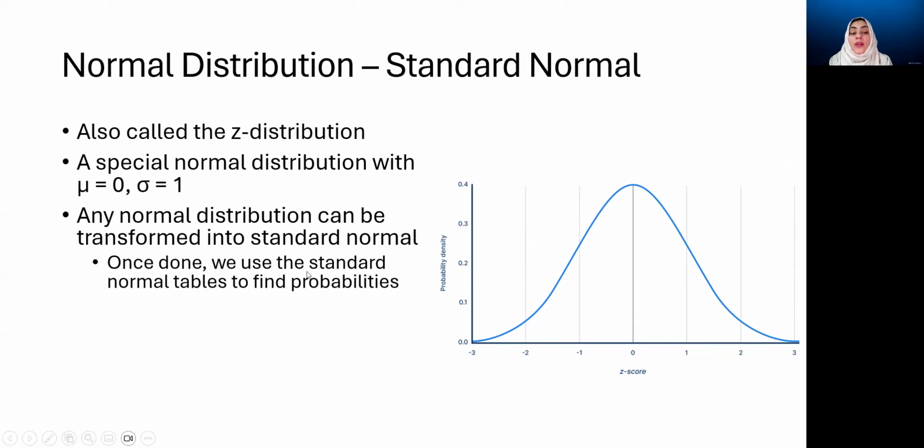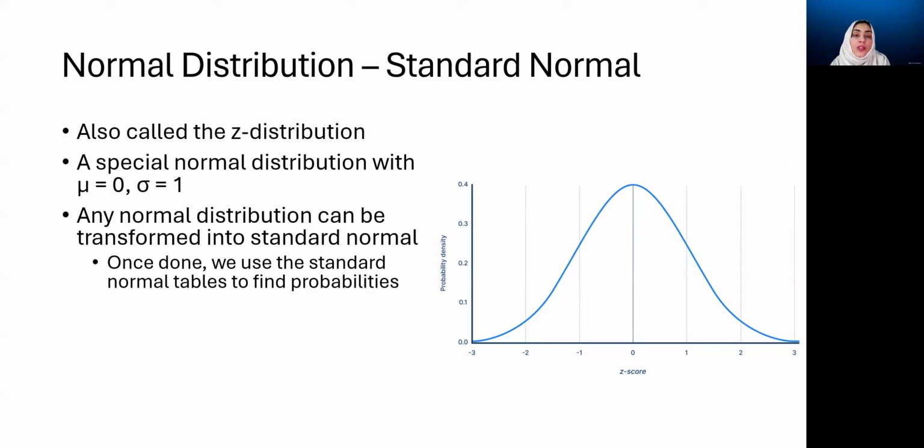Once done, we use the standard normal tables to find it. So the reason that we do not have to compute that complex function to find the probability values is this. We convert our distribution from the data that we have, which might have any value of the mean, any value of the standard deviation. We apply certain transformations and convert it into standard normal. And then there are standard normal distribution tables which are already computed, already there. We simply look up the values that we need to find the probability.